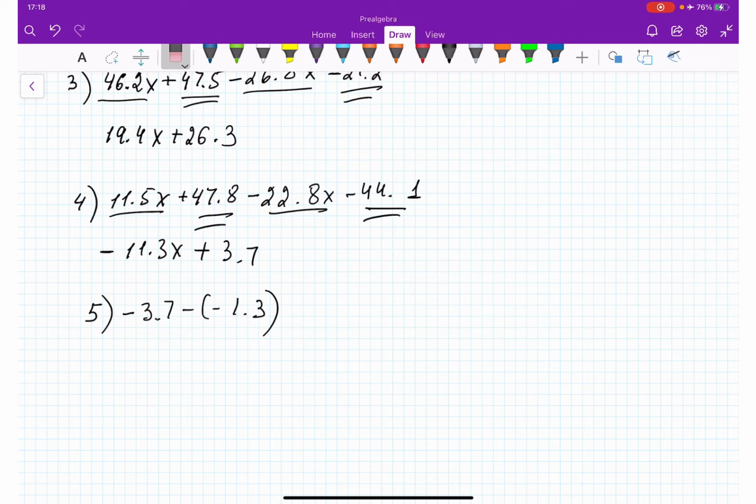So let's go back to our problem, and it is going to be negative 3.7 plus 1.3. We have positive, negative. We need to subtract, and since 3.7 is the bigger number, we're going to put a negative sign. 3.7 minus 1.3 is equal to 4... 3 minus 1 is 2. So it's going to be negative 2.4. Okay?